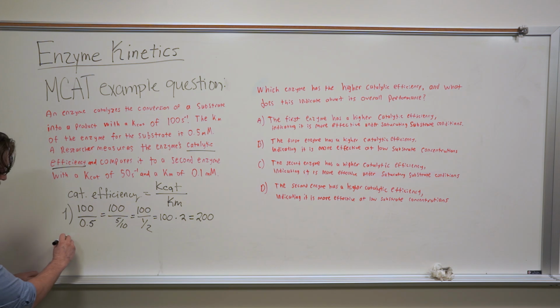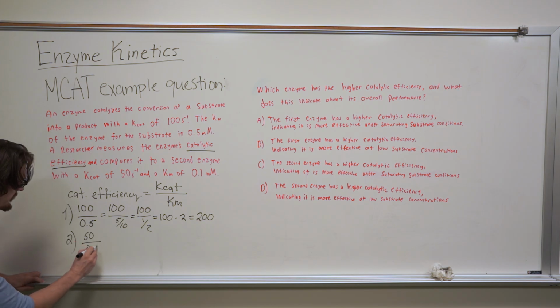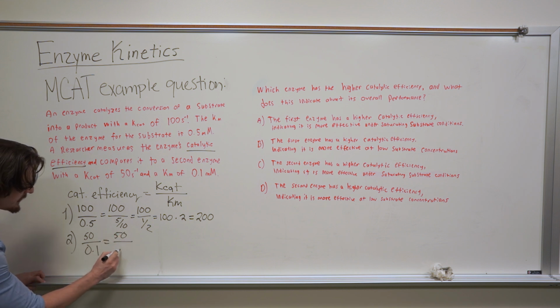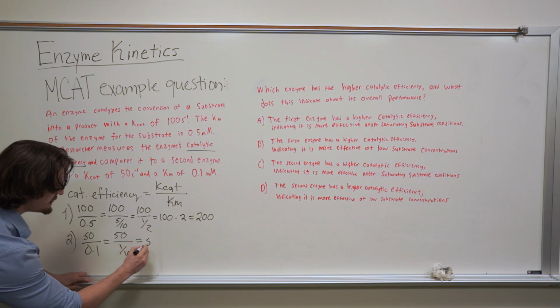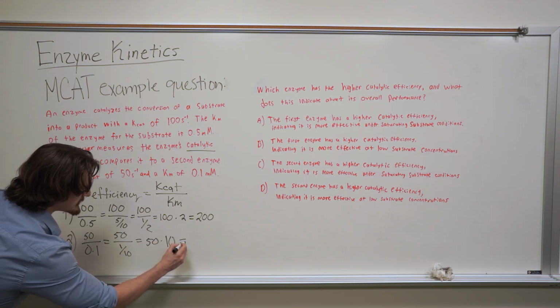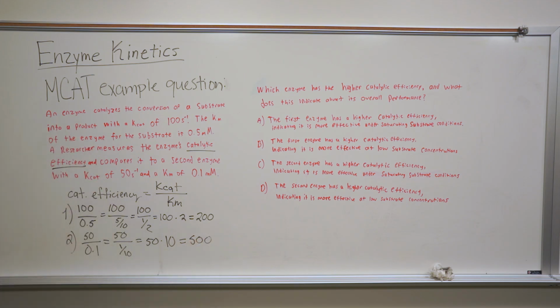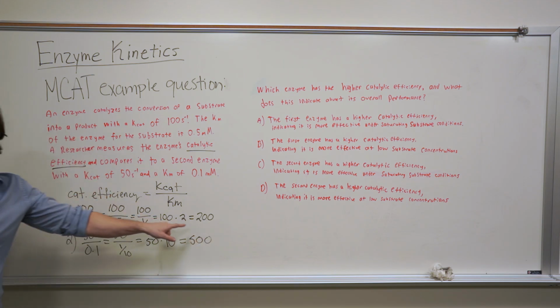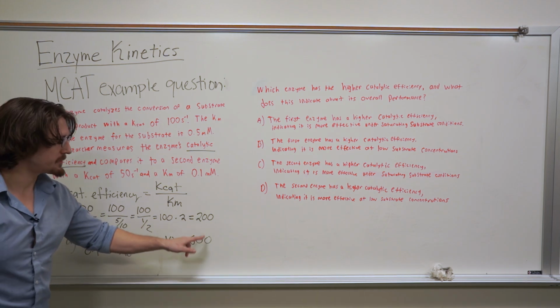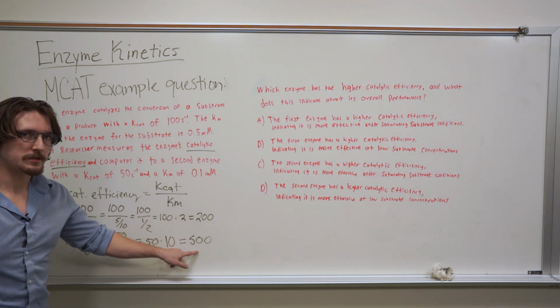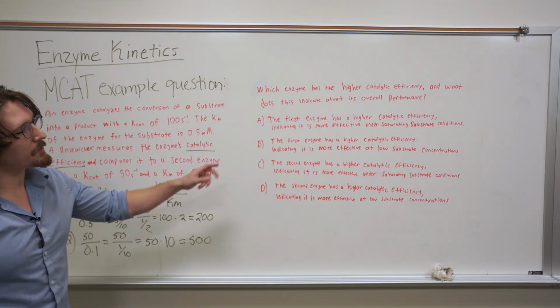For the second enzyme, number 2, the kcat is 50 and the Km is 0.1. Again, we're going to turn this into a fraction. So 50 divided by 1/10 is the same thing as 50 multiplied by 10, and that's, of course, 500. So we see that the catalytic efficiency of enzyme 1 is 200, and the catalytic efficiency of enzyme 2 is 500. Of course, 500 is greater than 200, and thus the catalytic efficiency of enzyme 2 is greater than enzyme 1.